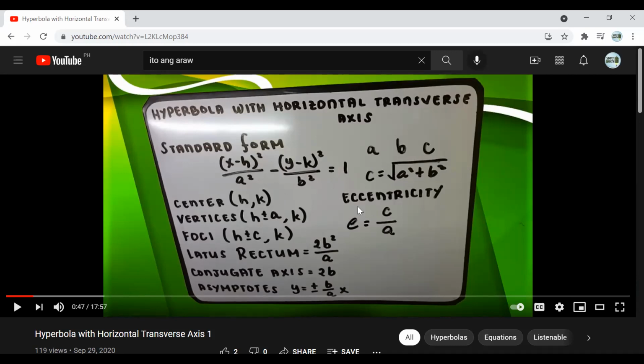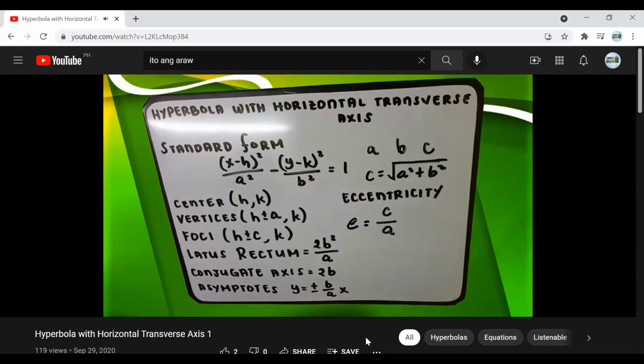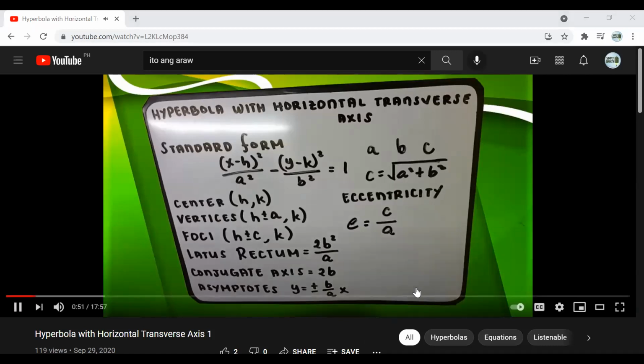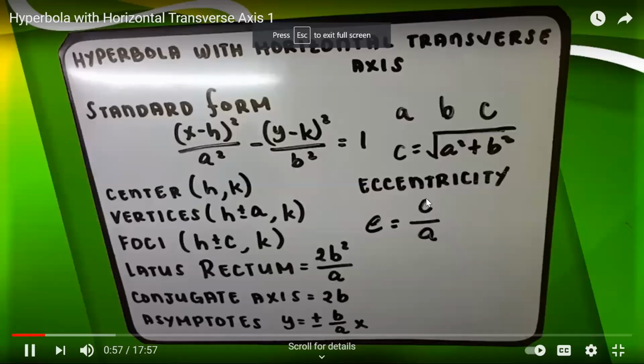So dito, ayun, computation and then parts and then graph. Start with horizontal transverse axis. So last meeting, diniscuss naman kung ano yung pinagkaiba ng horizontal transverse axis and vertical transverse axis.